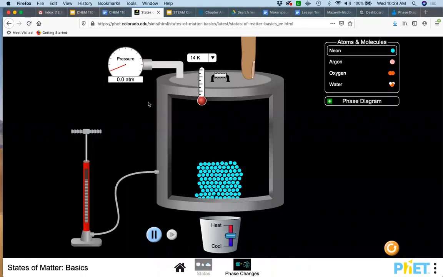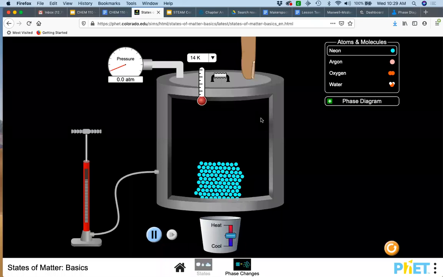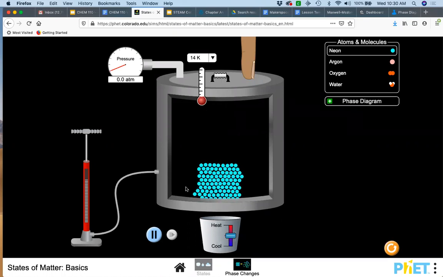Here we have a closed container. It's closed in the sense that there's really no way the gas molecules can escape. An open container would be something like a glass. A closed container is something that we see here. You'll have the opportunity, this is in your virtual learning plan, if you want access to this simulation.